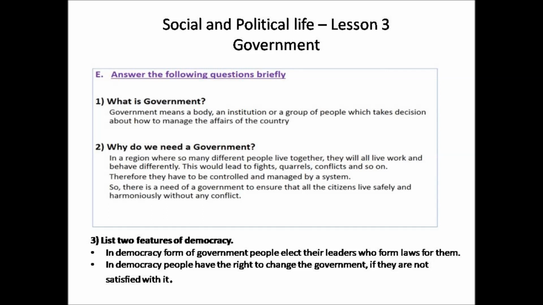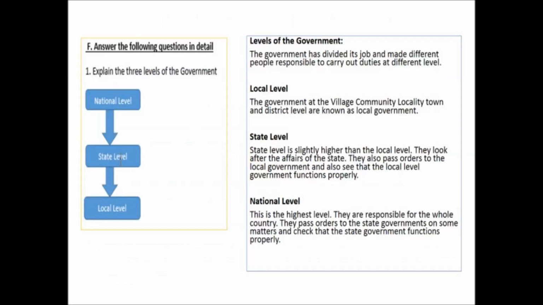Third question, list 2 features of democracy. So in a democratic form of government, people elect their leaders who form laws for them. So we already know that in a democracy, people elect their own representatives. In democracy, people have the right to change the government if they are not satisfied with it.